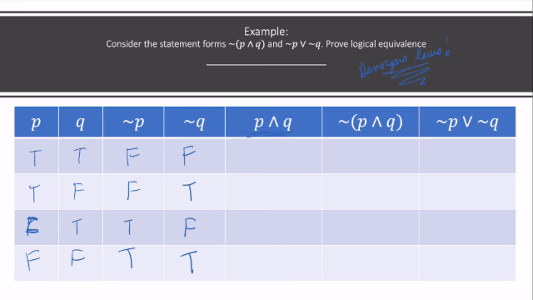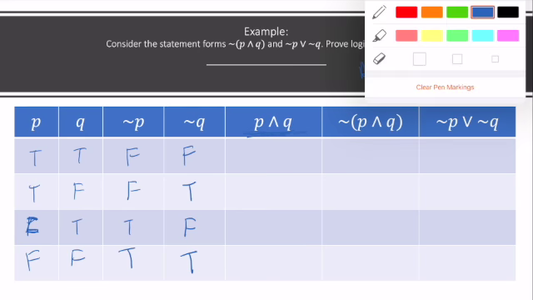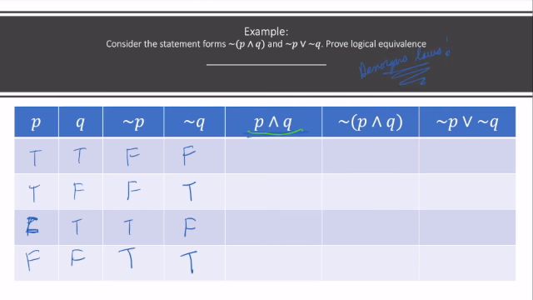Okay, now I'm looking at P and Q. Remember, P and Q is only true if both P and Q are true. So I'm looking at these 2 columns here. So I've got true and true, which is true, true and false, which is false, false and true, which is false, and false and false, which is also false.